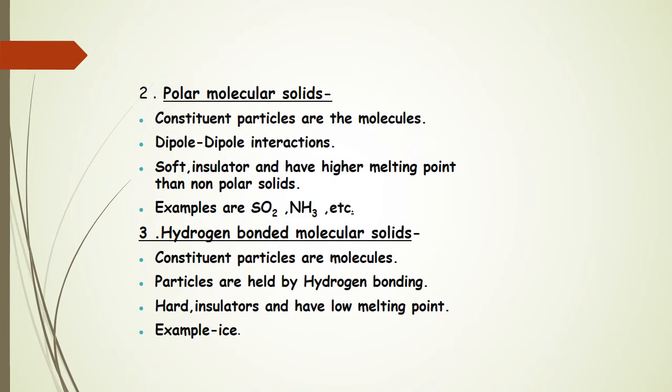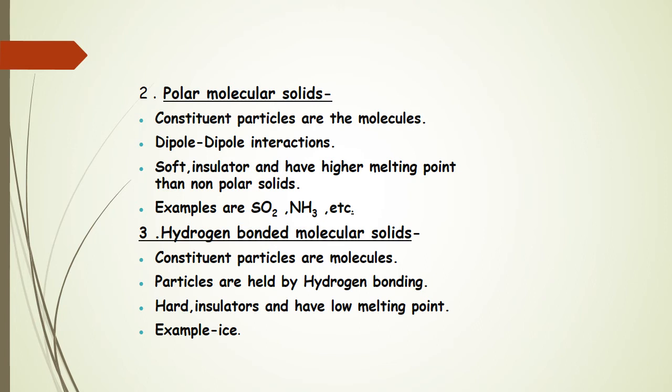Polar molecular solids. These have molecules as constituent particles, held together by dipole-dipole interaction because the molecules are dipoles in nature. They are soft insulators and have higher melting points than non-polar solids. Examples are sulfur dioxide and ammonia. Hydrogen bonded molecular solids. The constituent particles are molecules held by hydrogen bonds. These are hard insulators and have low melting points.